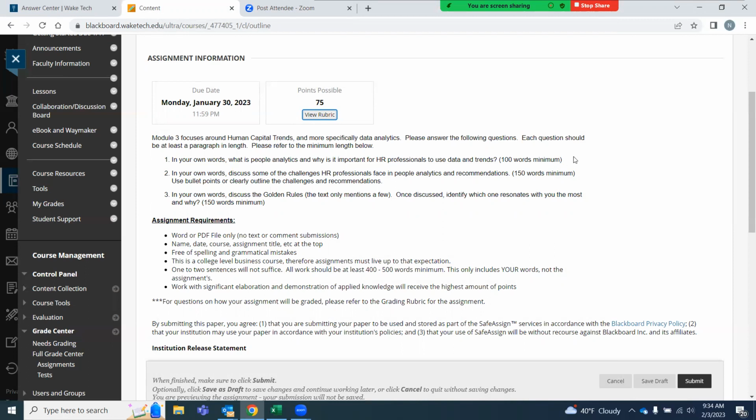This question had a 100-word minimum. So 100 words is a standard paragraph. You should be able to tell me all of that information in a standard paragraph. I don't think 100 words is too much.